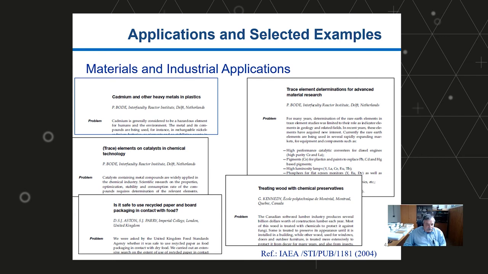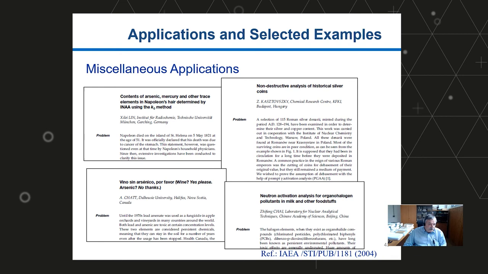Materials and industrial applications. For instance, this is an interesting area in Canada where they're using arsenic in house building, in houses which are made from wood. And of course, arsenic is a toxic element, so this should be controlled. And this is extensively studied by neutron activation analysis. And there are many, many other applications, like silver coins, like Napoleon's hair, like organohalogens, organic substances as well.